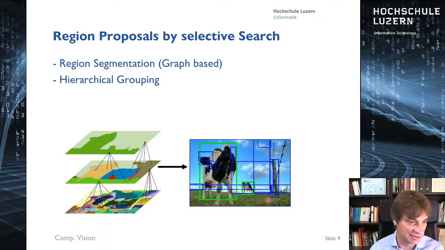So here, you will find some object correctly. You will also have maybe some other bounding boxes here that do not correspond to an object, but the segmentation algorithm has found.